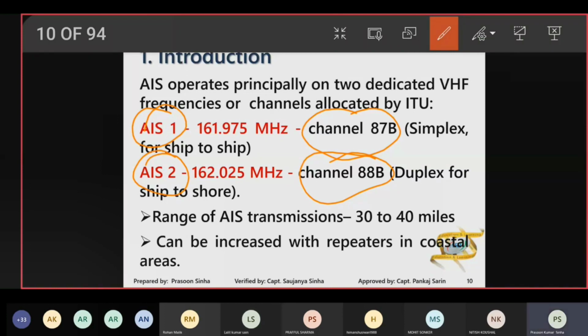It has got power modes, 2 power modes basically, high and low. In high mode it will transmit at 12.5 watt. In low mode, 1 watt.